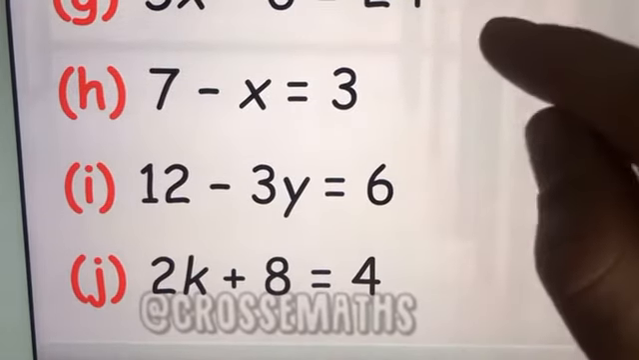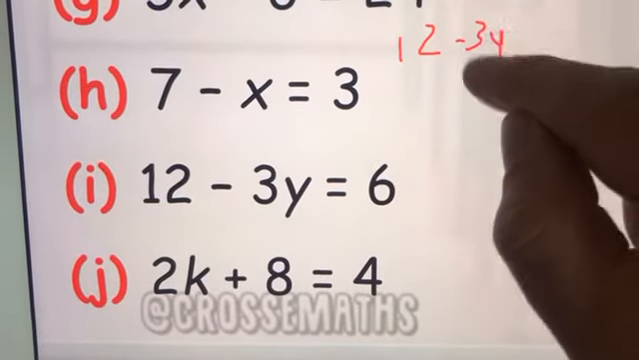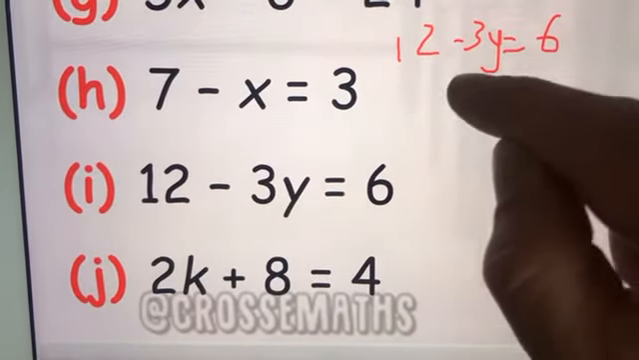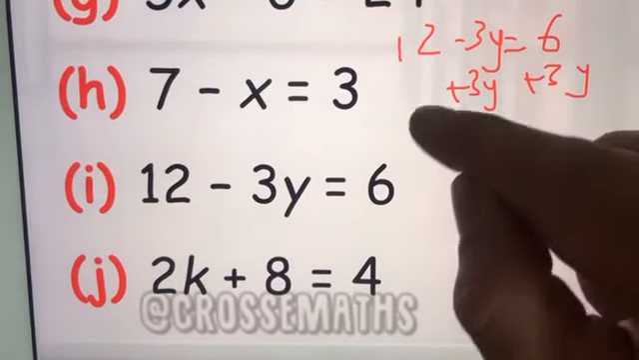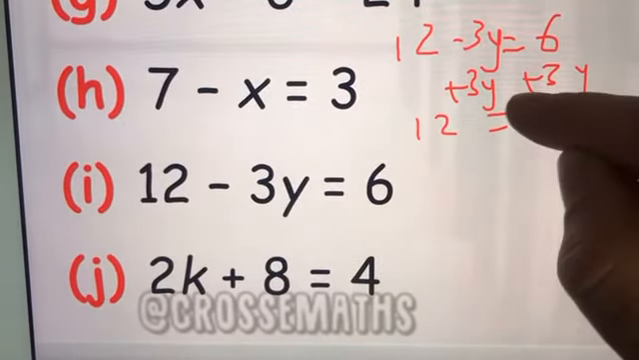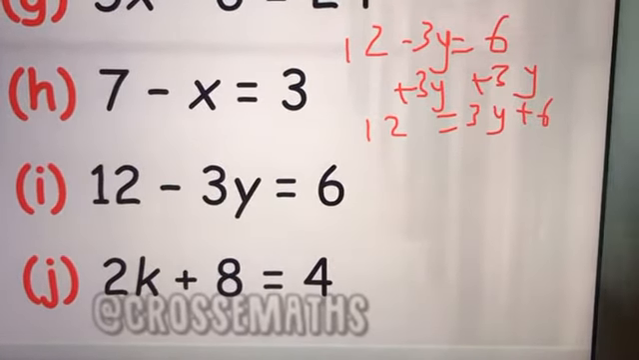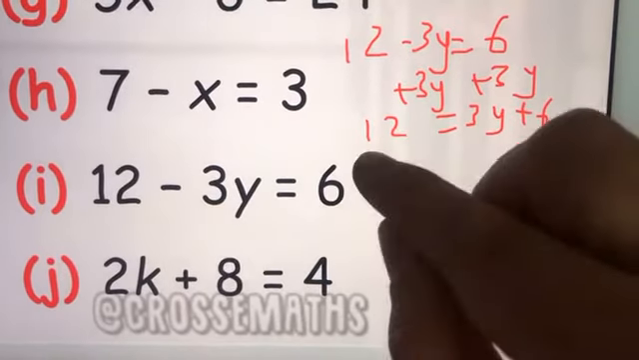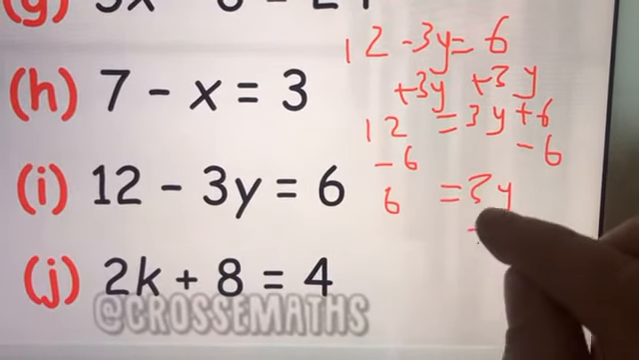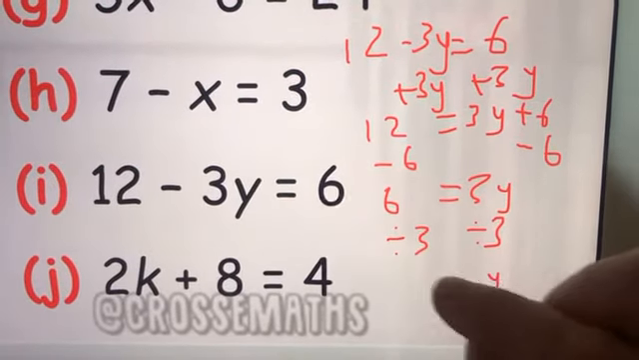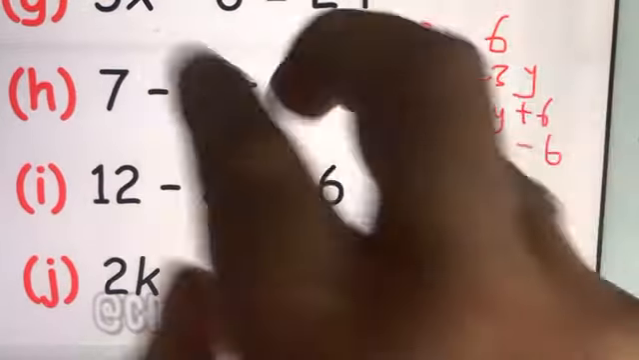If you've got something that says 12, take away 3y equals 6, then I would add 3y to both sides first. What that gives you is 12 equals 3y plus 6. And then it's exactly the same as you've been doing before. You take away 6 from both sides to end up with 6 equals 3y. And then you divide by 3 to give you an answer of y equals 2. Okay, it is back to front, but it means the same thing.